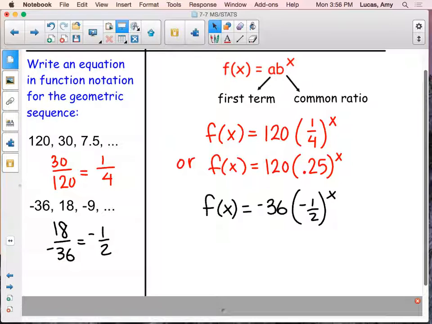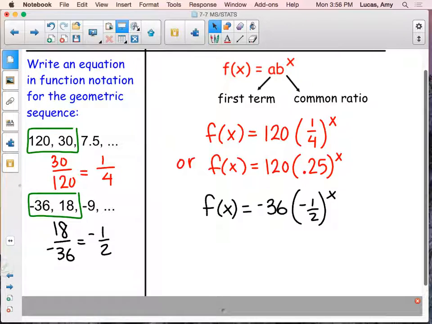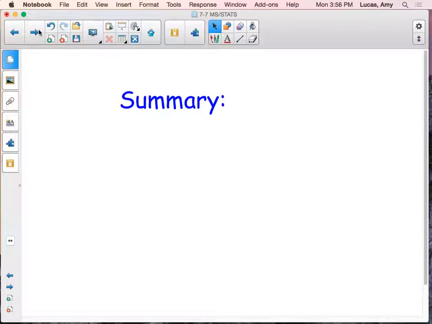So this is the end of our examples. So take your time and remember my hint about dividing the second term by the first term if you can't figure out that common ratio right away. You should be able to write a summary now, answering the essential question. Make sure that you use complete sentences and restate the EQ.